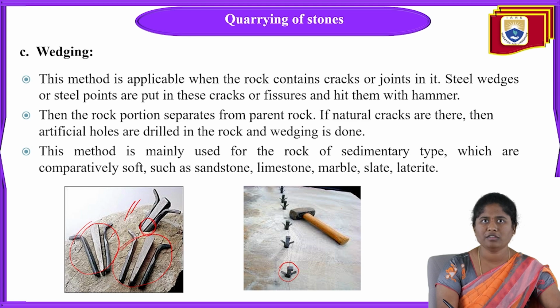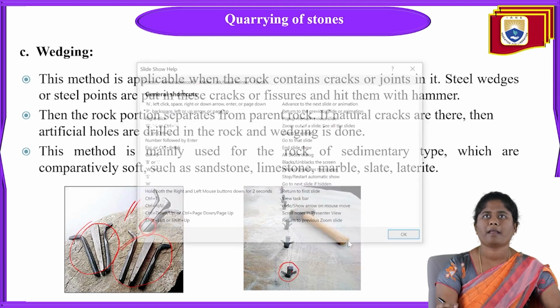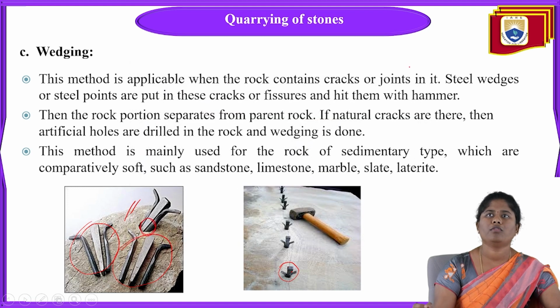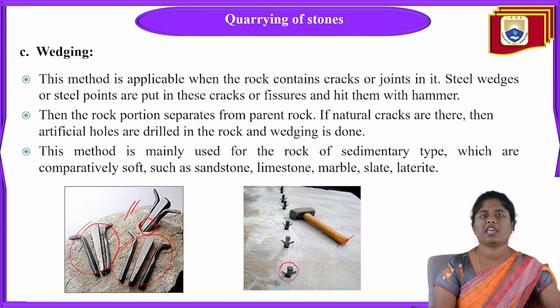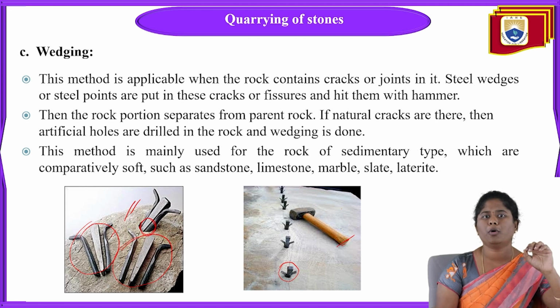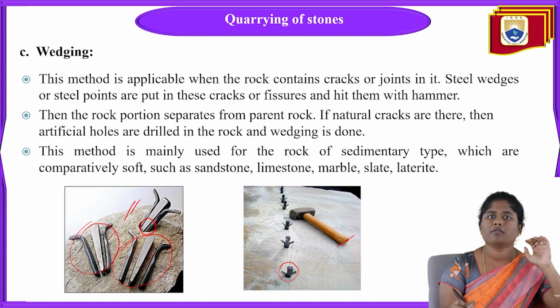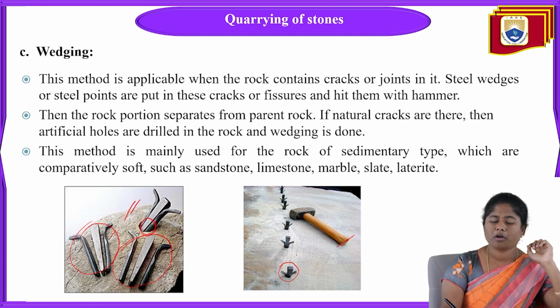After keeping these wedges on the rock, we have to hit them with a hammer. Here you can see the hammer also. After we keep the steel points or steel wedges in between the cracks and fissures, we hit the wedge with the hammer. Then that rock portion will get separated from the parent rock. Suppose this overall surface is the parent rock. I inserted these wedges in it, and after hitting these wedges with the hammer, this overall rock portion will be separated from the parent rock.